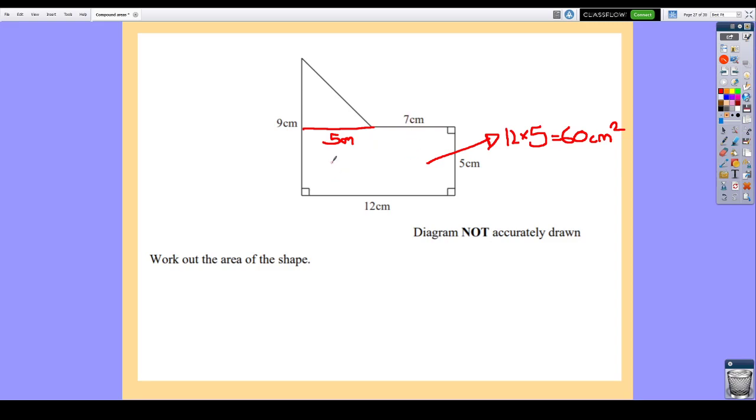Now the height of the triangle we also need to work out. Here we've got the entire shape was 9 centimetres tall, but we know that this line going upwards was 5, so we need 9 take away 5, which is going to give us 4 centimetres for the height of the triangle. So for the area of the triangle, we're going to need to do a half times 4 times 5, a half base times height for a triangle. 4 times 5 gives me 20, so half of that gives me 10.